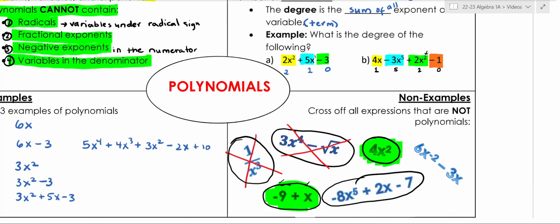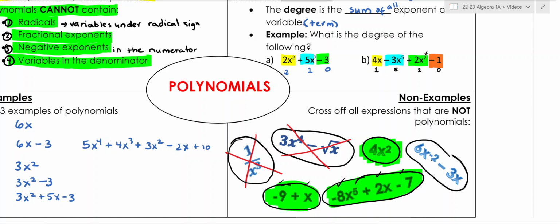Negative 8x to the 5th power plus 2x minus 7. So this one has 3 terms. So let's check the first one. Negative 8x to the 5th. Seems pretty good. There's no radicals, there's no fractional exponents. 5 is pretty whole, no exponents are negative. We're good. 2x, once again, we're good. We're not breaking any rules. Negative 7, all constants are good. So this one as well is going to get our green light. You may now enter.